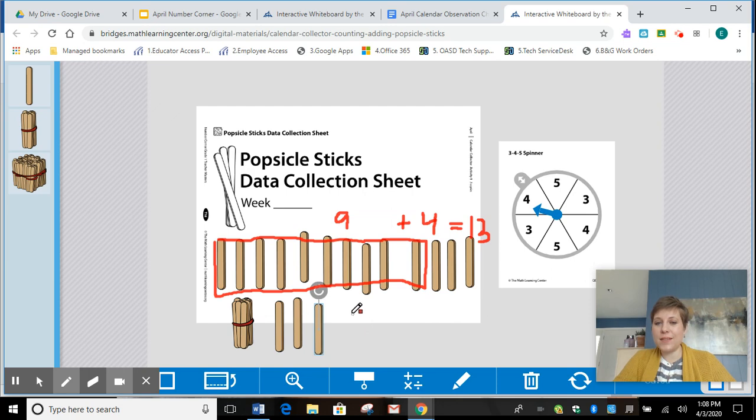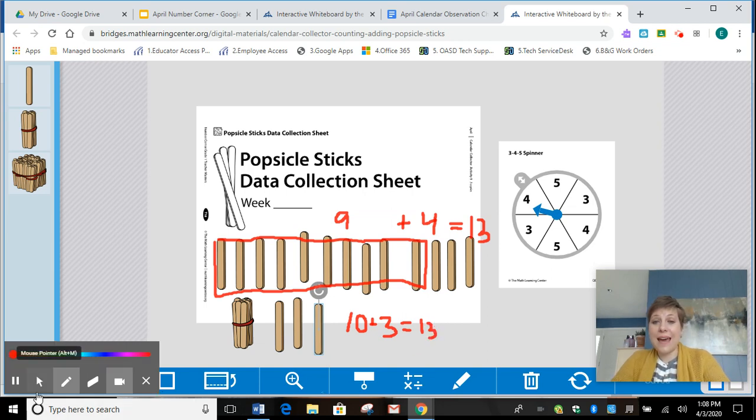I need your help writing my equation, first graders. How much do we see in that bundle? Yep, 10. Plus how many extra loose popsicle sticks? 3 equals 13. Right now, we have an equivalent equation. We know that 9 plus 4 is equal to 10 plus 3. They both equal 13, which means they're equivalent or the same.